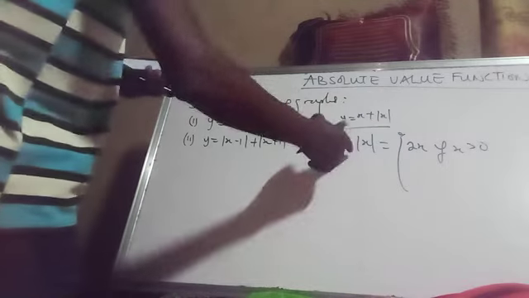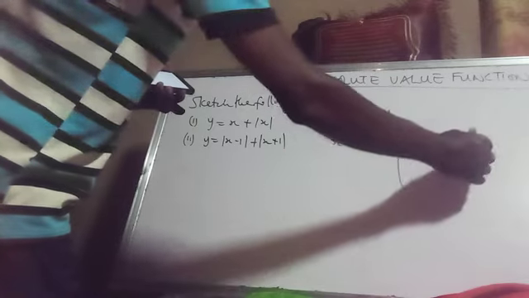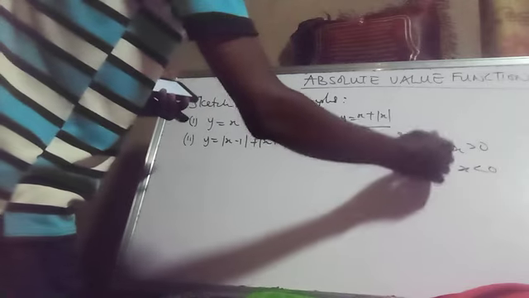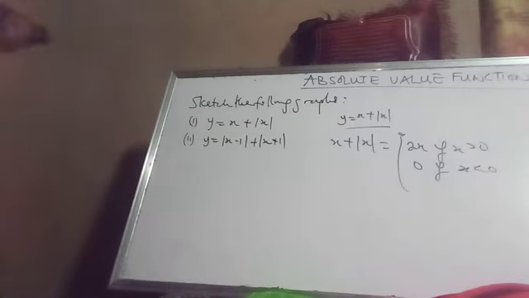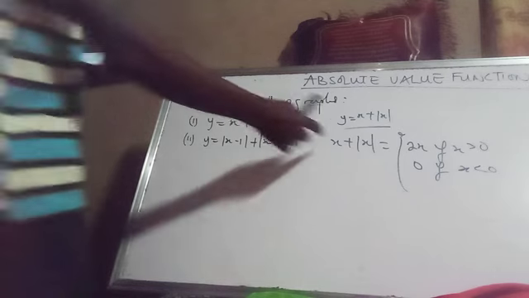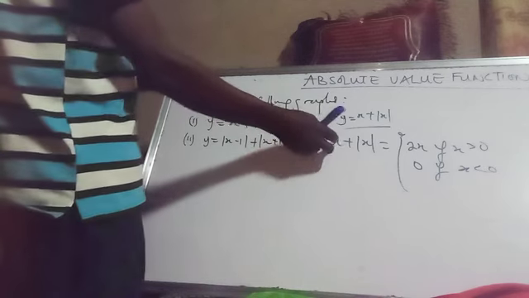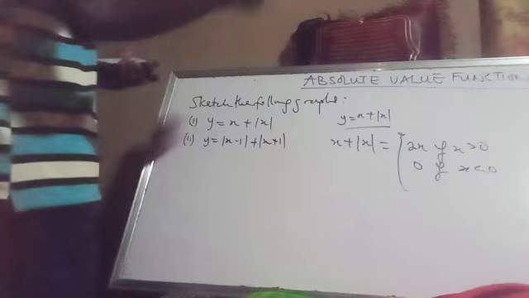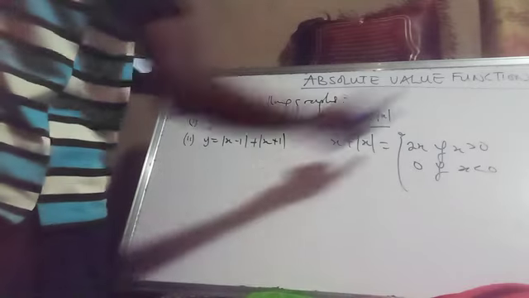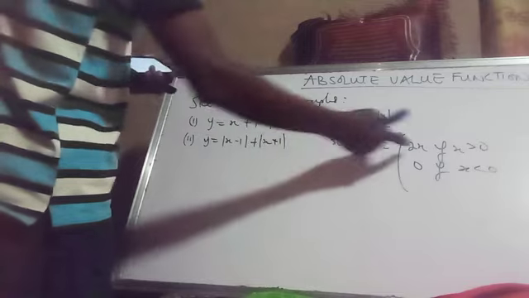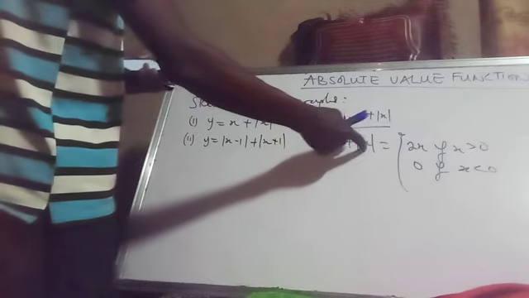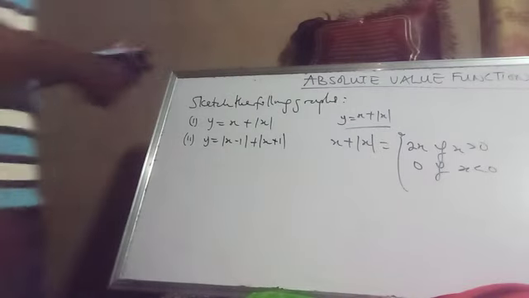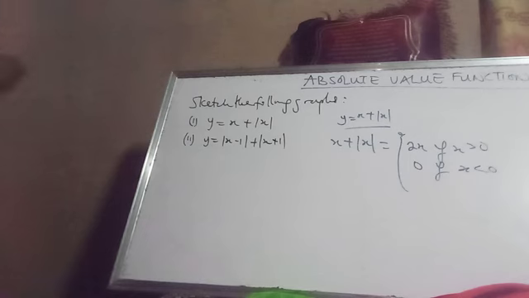Now if x is negative, what will happen? If this value is negative, that will be 0. Do you understand that? What I've just done is that x doesn't have absolute value, so we retain that. But the one that has an absolute value is defined two ways. It's going to be positive if x is positive, so x plus x is 2x. But if it is negative, if this value is minus x, then x minus x will be 0.